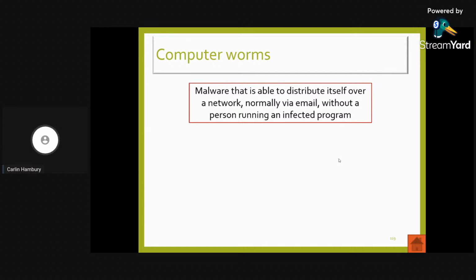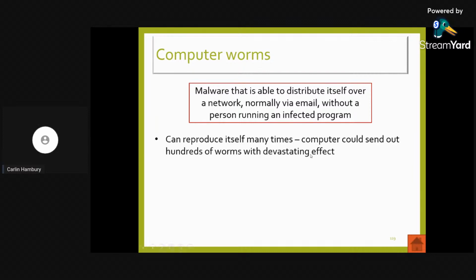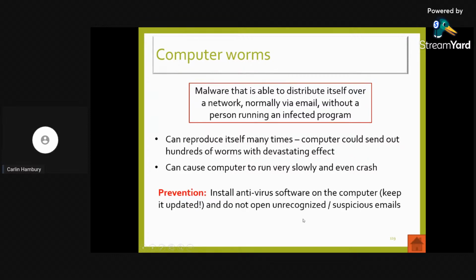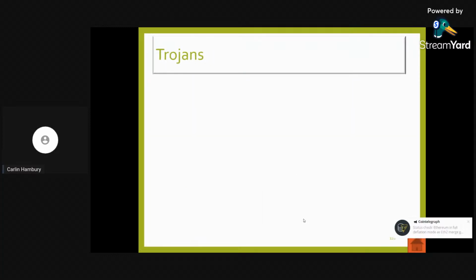So a worm will pick up that it's on a network, and it will begin to move itself through that network, but not just move, but it actually makes copies of itself over that network. And there it says it can reproduce itself many, many times, causing devastating effects. Why? Because there's so many of them, it ends up making the PCs run very slow and even crash. Again, having antivirus software will help.